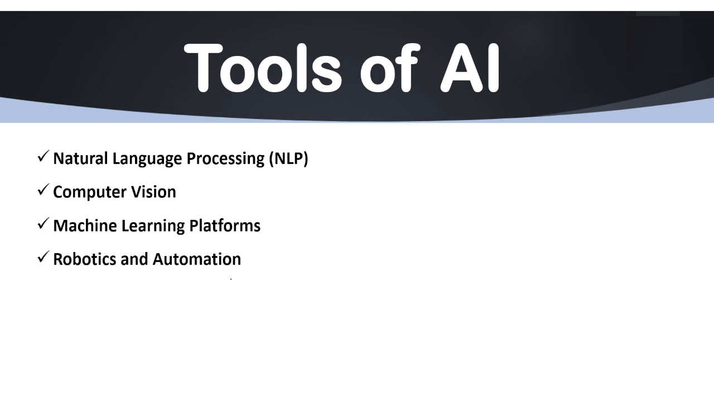Next point we have is robotics and automation. As we all know about robotics and automation, it is the most used tool in today's time. So it is simply known as robotic process automation, that is RPA. It includes some tools like UiPath and Automation Anywhere, which streamline repetitive tasks across various industries.